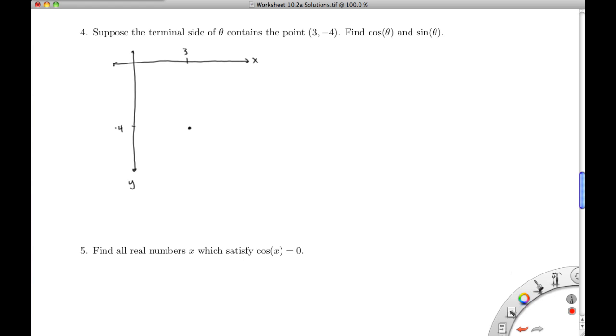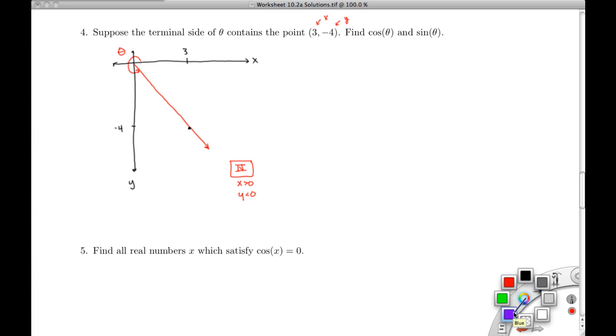So a couple things to note. 3 is the x, -4 is the y. We are squarely in quadrant 4, where our x's are positive and our y's are negative. And if we were to draw this angle that goes through this point, this is one way that we could draw our angle theta.